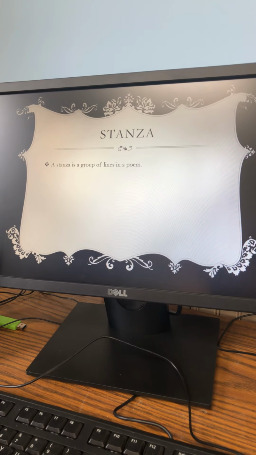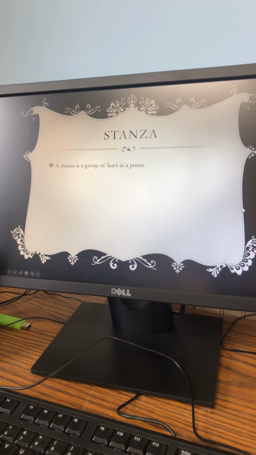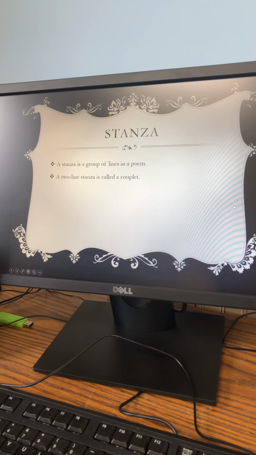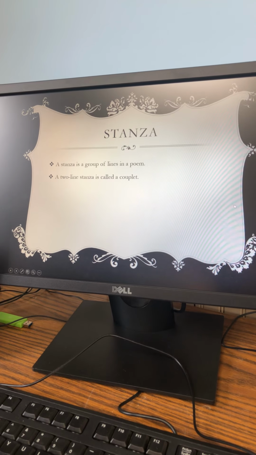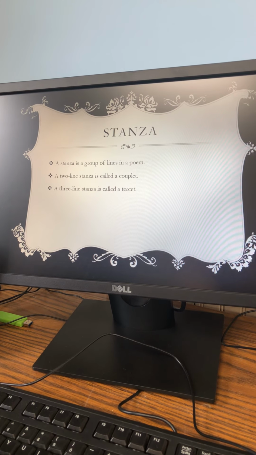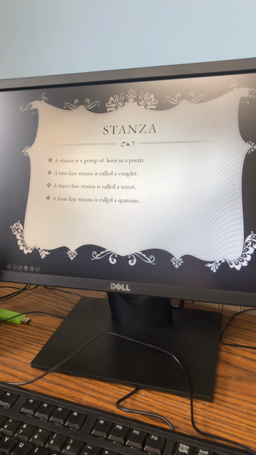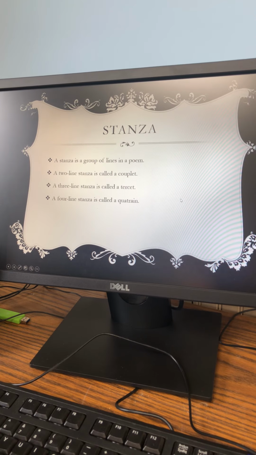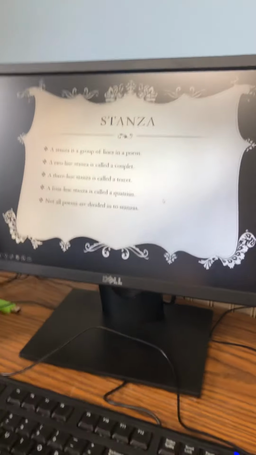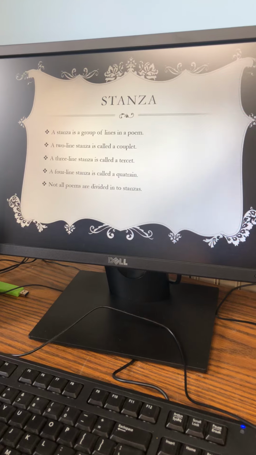Most of this slide is a review from the previous set of notes that you had. Just to review, a stanza is a group of lines in a poem. Not all poems are divided into stanzas. If you have a stanza made up of 2 lines, that's called a couplet. A 3-line stanza is called a tercet. And a 4-line stanza is called a quatrain. Make sure you know 2-line and 4-line. They're going to be on the test. Like I said a second ago, not all poems are divided into stanzas, and that's fine for rhyme scheme. You'll see how that works as we get there.